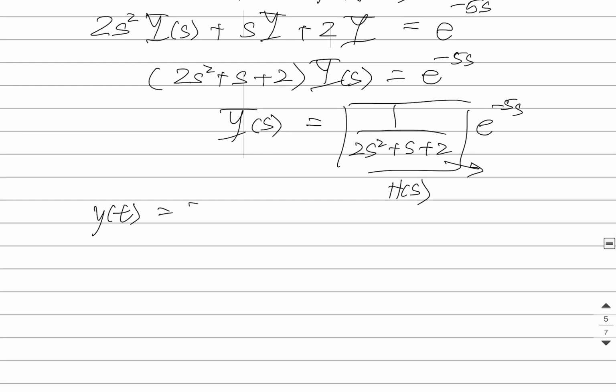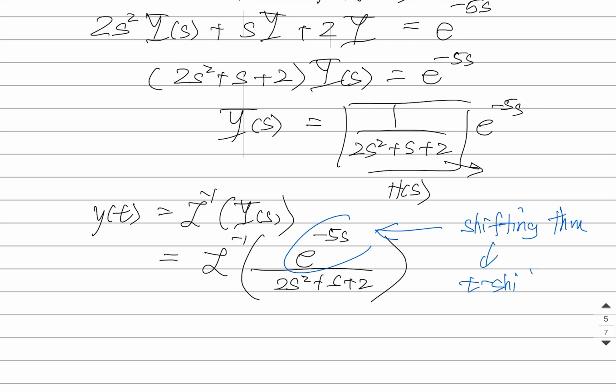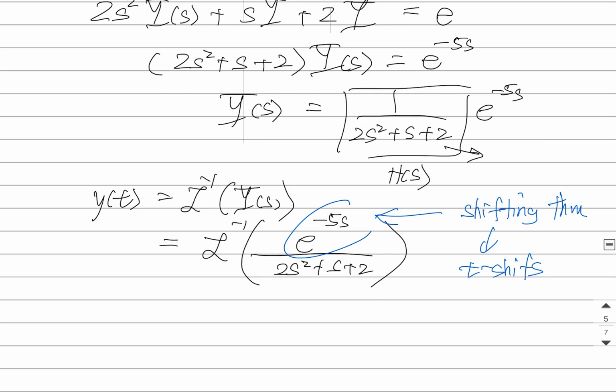We want the inverse transform of this expression. So we want the inverse transform of e to the minus 5s over 2s squared plus s plus 2. Whenever we have an exponential in frequency space, we need to use the shifting theorems. Remember, the shifting theorems tell us that exponentials in one space end up being t shifts. And so what's going to happen here is that this is simply going to be the inverse transform of 2s squared plus s plus 2.